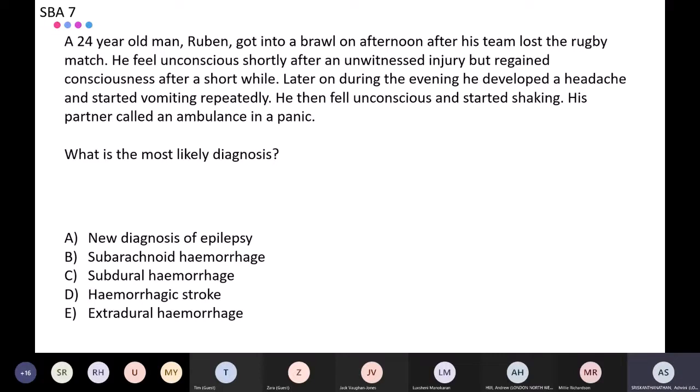Okay, so I can see a very big majority of you have put down E, which is the correct answer, so well done. So it is an extradural hemorrhage. Key features here. So key features in this is that he's had an injury, very likely a head injury because he lost consciousness, but can't be predicted here. But it's the fact that he lost consciousness, he got up, he was fine, so he had this kind of lucid period, and then he started deteriorating. So he started vomiting, he fell unconscious again, started shaking, so likely he had a bit of a seizure as well.